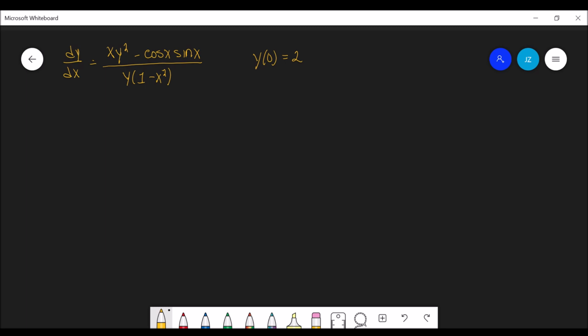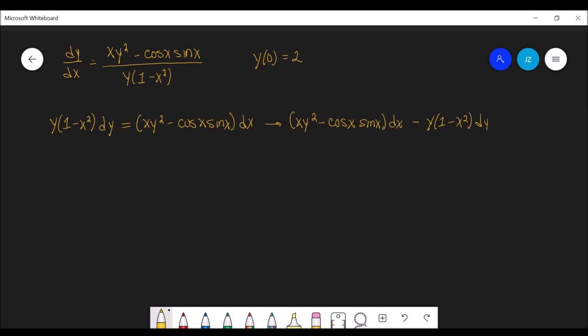Now let's take this equation and rewrite it. What we're going to do is multiply both sides by y times 1 minus x squared, and also multiply both sides by dx. So we get y times 1 minus x squared dy is equal to xy squared minus cosine of x sine of x dx, which can be rewritten xy squared minus cosine x sine x dx minus y times 1 minus x squared dy is equal to 0.